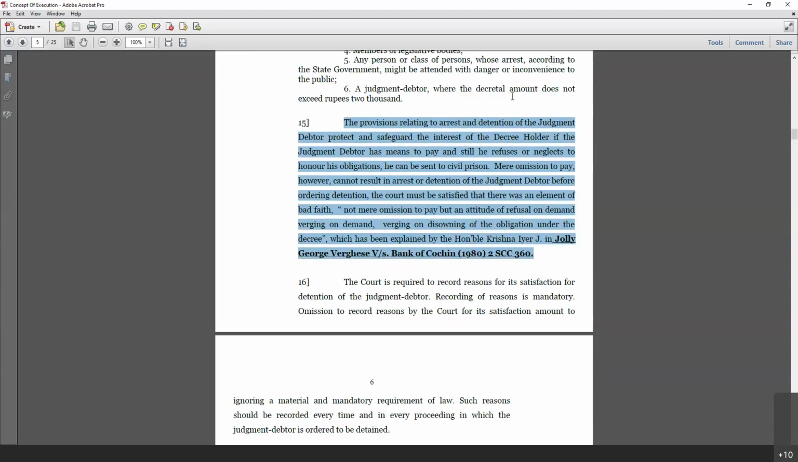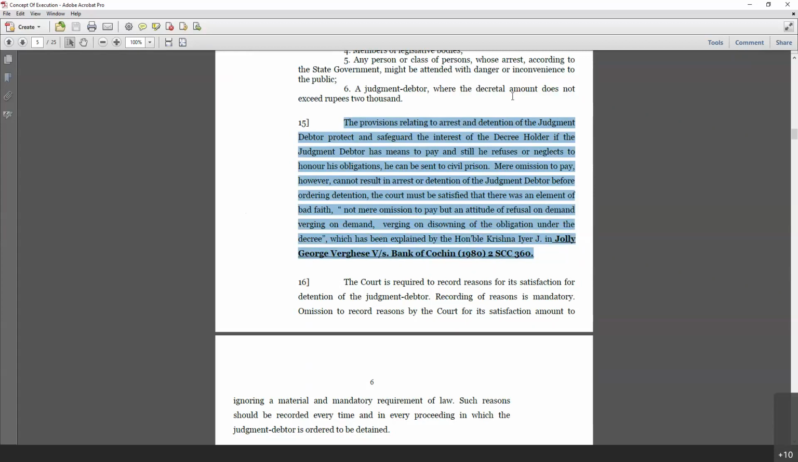there was this judicial notion which came about, and rightly so, that if somebody is actually unable to pay, not because he or she is resisting the effect of the decree, but because there is a genuine case of penury, then this should not be resorted to without any other finding by the court concerned that there is not only an omission to pay, but an attitude of refusal on demand.